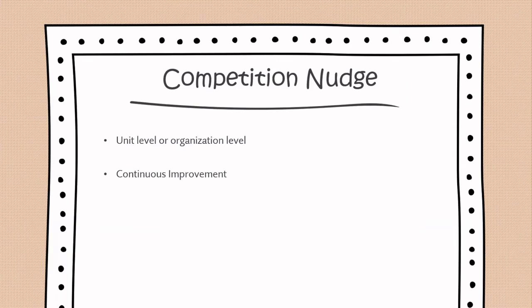Competition nudge. At the unit level or organization level, healthy competition for continuous improvements can transform the organization much faster than the processes and authority. This is one of the most important nudges in the organization. Highlight the good work and the continuous practices used by other teams to improve daily work.